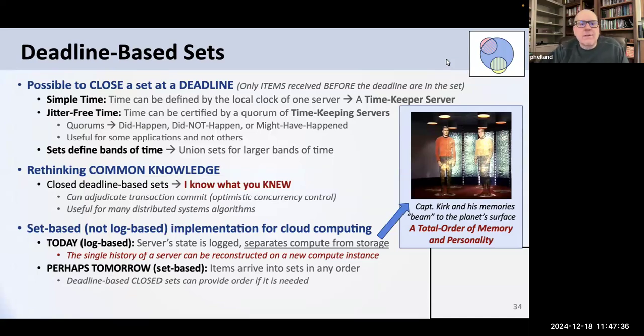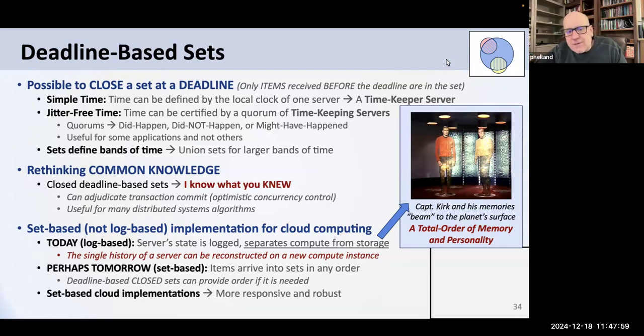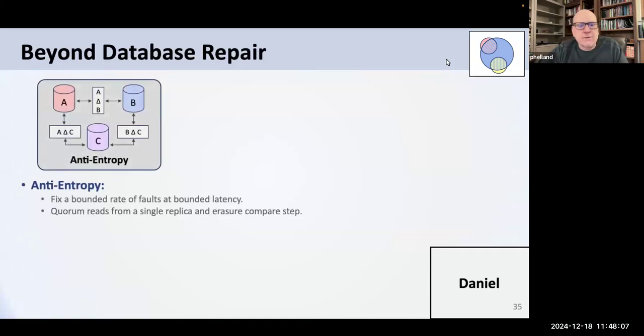We emulate classic distributed computing with a server in a closet with direct attached storage. We emulate that, separating compute and storage into a log-based thing with a total order on a per server basis. If you rethink the algorithms to be set-based, then items arrive in a set in any order, and a deadline-based close can provide order if needed. And so set-based cloud implementations can be more responsive and robust if you rethink things as sets and arrival of items into sets. Daniel, so, go.